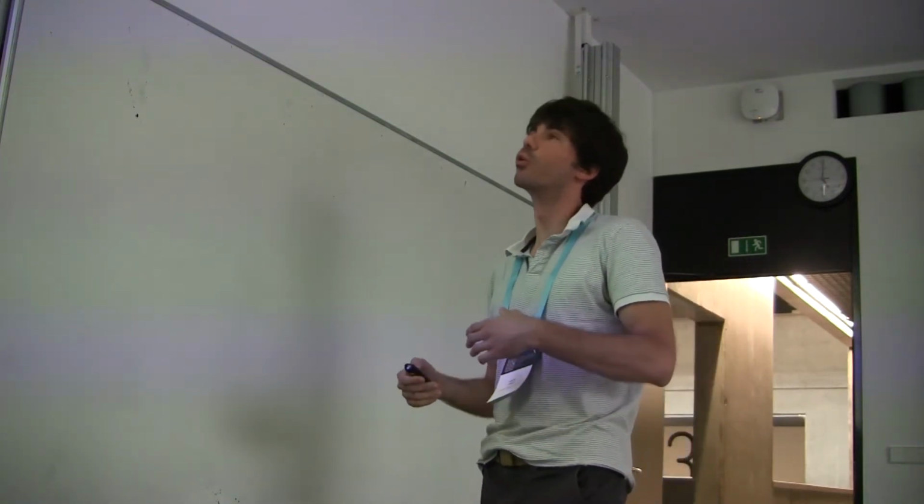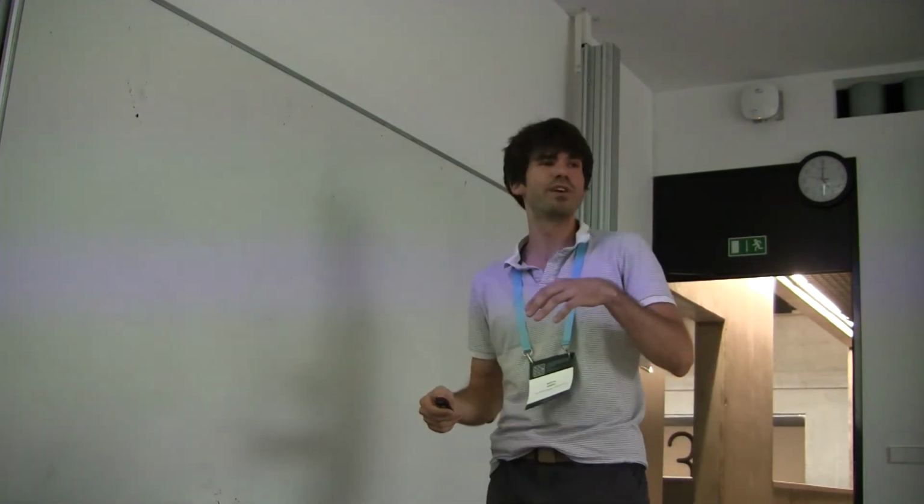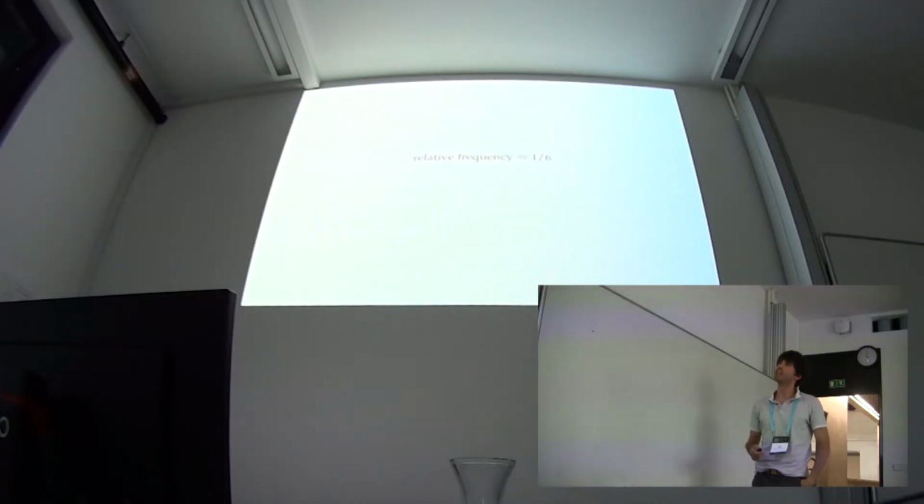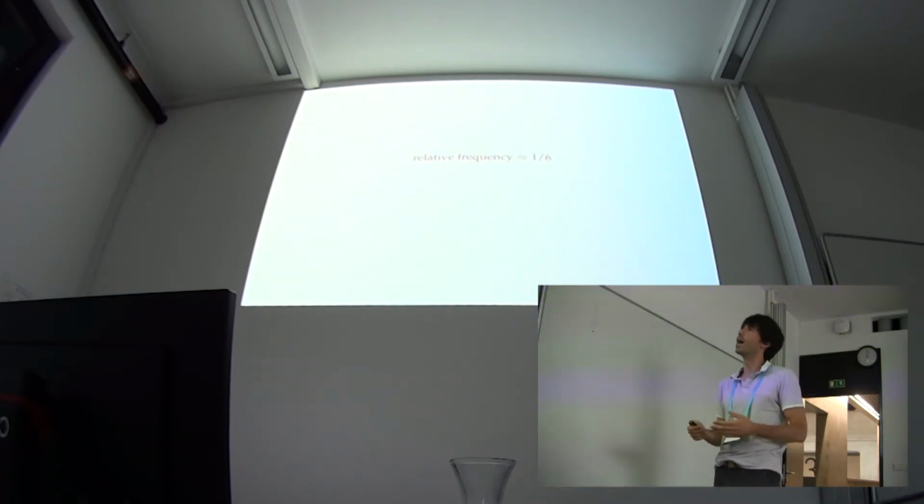But now, compare this to a case where the agent is blindfolded. In this case, one has the strong intuition that the relative frequency of picking a ball with a certain color should be around 1/6. So why is that so?